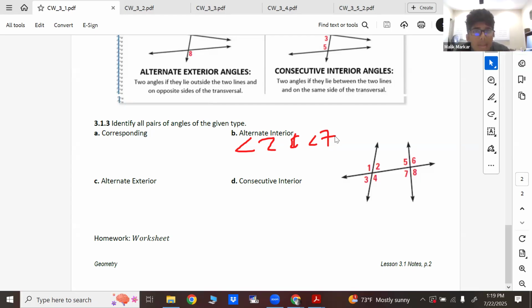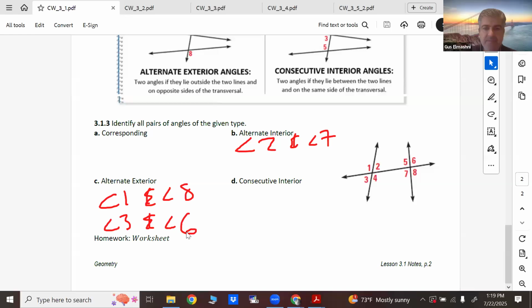Does that work? And 4 and 5. Yeah, 4 and 5, right. Alternate exterior, I could say 1 and 8, and 3 and 6. And then consecutive interior, I could say 2 and 5 or 4 and 7.